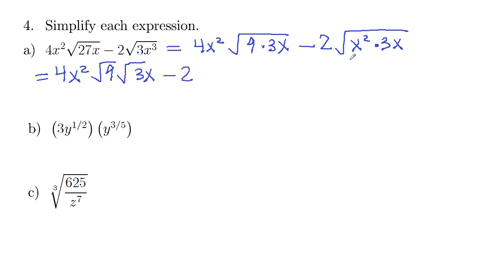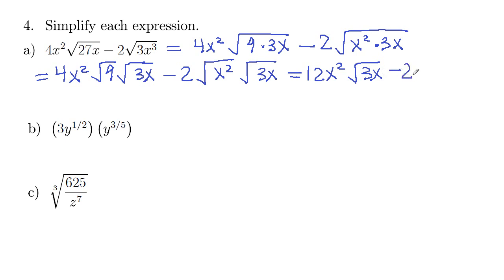minus 2, and then do the same thing here. You can break products and quotients apart underneath square root. So root x squared, root 3x. And then square root of 9 is 3. 3 times 4x squared will be 12x squared. And then we've got that root 3x left. And the x is under the root. And then square root of x squared is x. The square root and the square undo each other. So this will be minus 2x square root 3x.